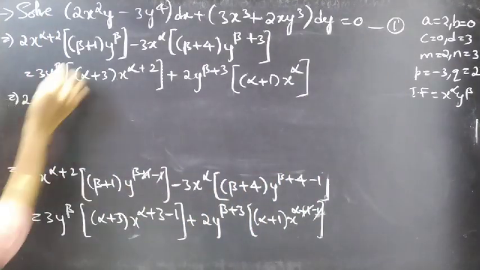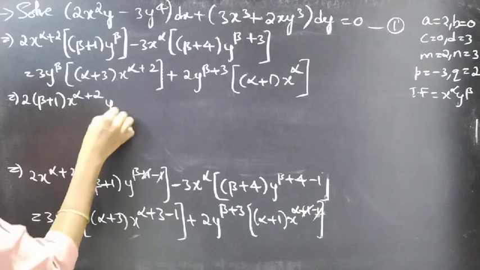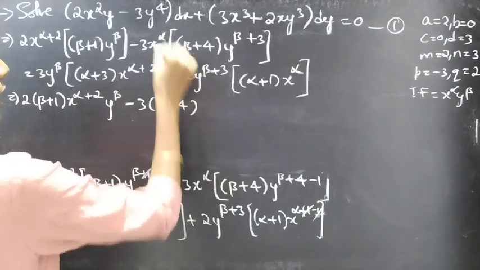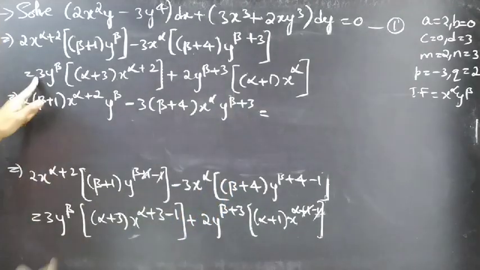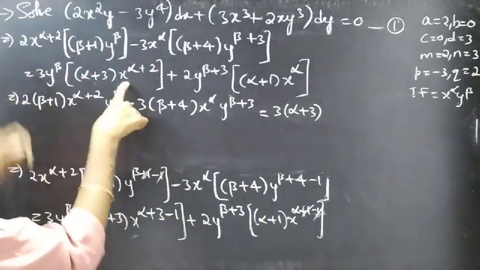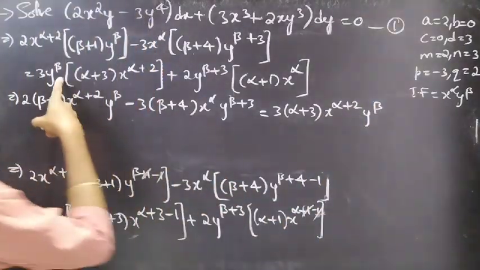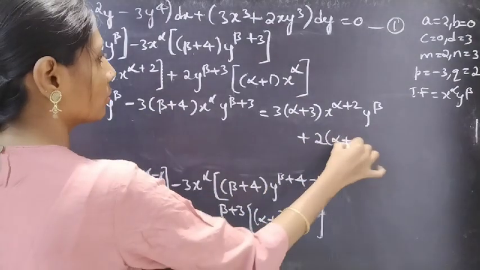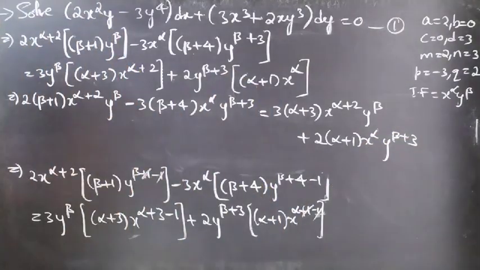Now we can write this as 2(β+1) x^(α+2) y^β minus 3(β+4) x^α y^(β+3) equal to 3(α+3) x^(α+2) y^β plus 2(α+1) x^α y^(β+3).